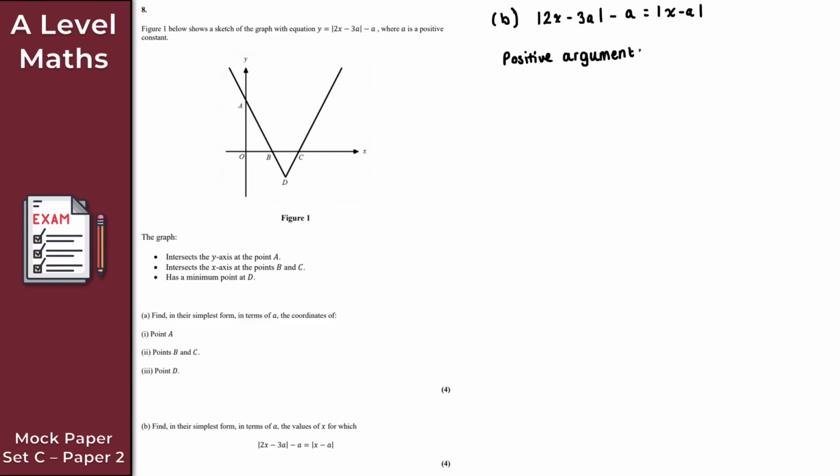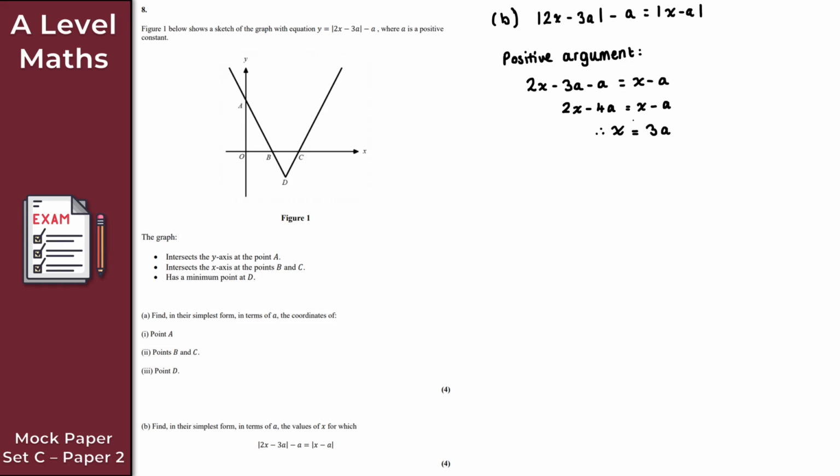So for the positive argument here, what I get is 2x minus 3a minus a is equal to x minus a. So all we need to do is just solve for x, right? Hopefully pretty straightforward. On the left-hand side, we get 2x minus 4a is equal to x minus a. Add 4a to both sides, subtract x off both sides. If we do that, I get minus a plus 4a, so that's 3a, and then 2x minus x just gives us x. So x is equal to 3a. And there we have it, right?